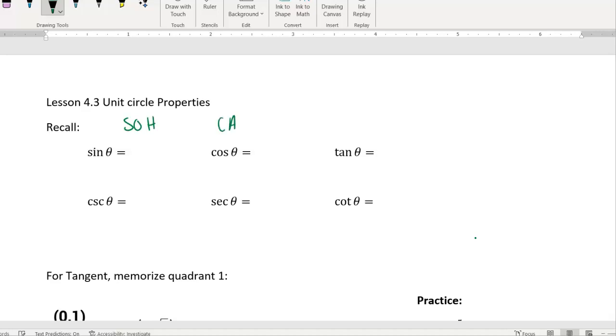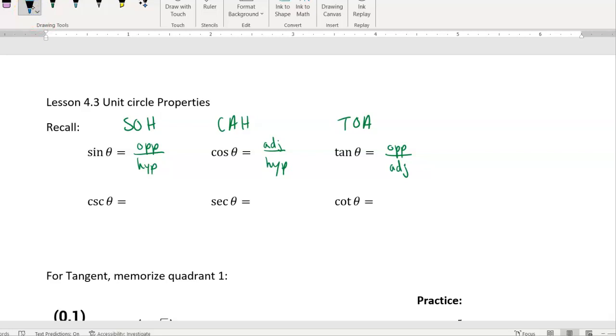So SOH CAH TOA just means that the sine is equivalent to the opposite leg of the triangle over the hypotenuse. And again, this applies for right triangles. Cosine is equivalent to the adjacent leg over the hypotenuse. And the tangent is equivalent to the opposite over the adjacent leg.